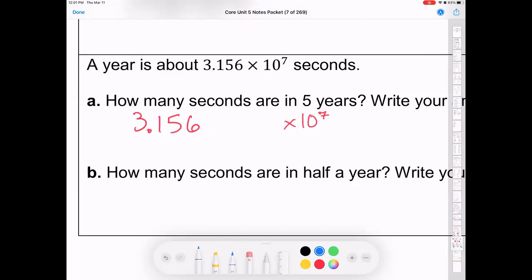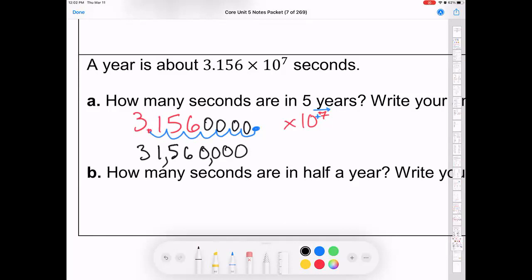Because that is a positive 7, we're going to move our decimal to the right 7 spots. So we would go 1, 2, 3, 4, 5, 6, 7. Throw in those zeros where we see those bumps, ending up with 3, 1, 5, 6, 0, 0, 0, 0. And then putting those commas in. Now, that is for 1 year. That's how many seconds you have.